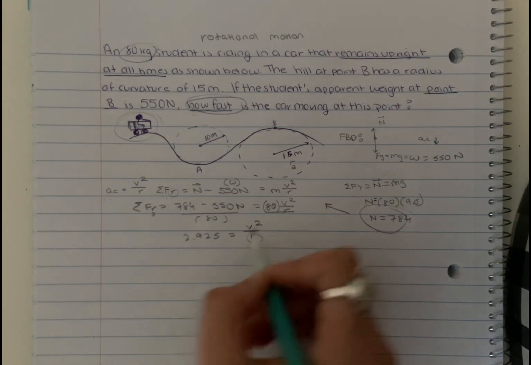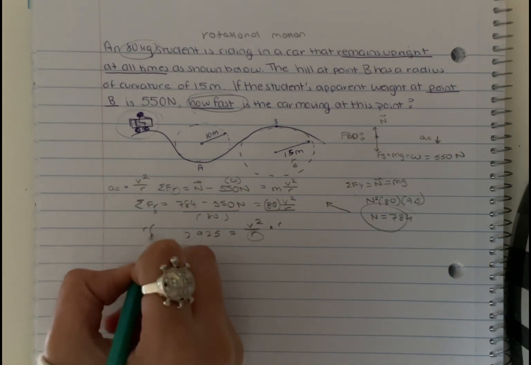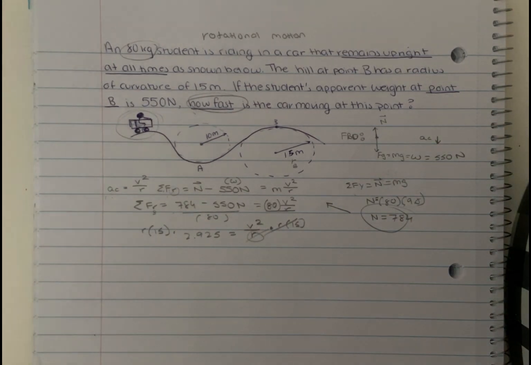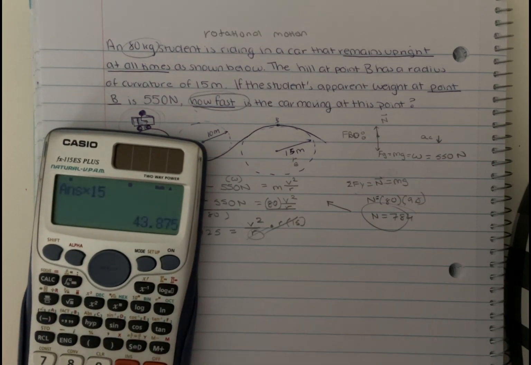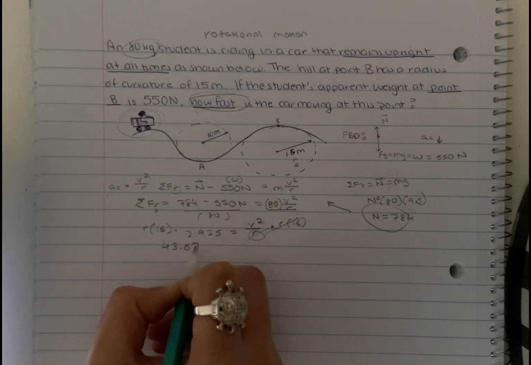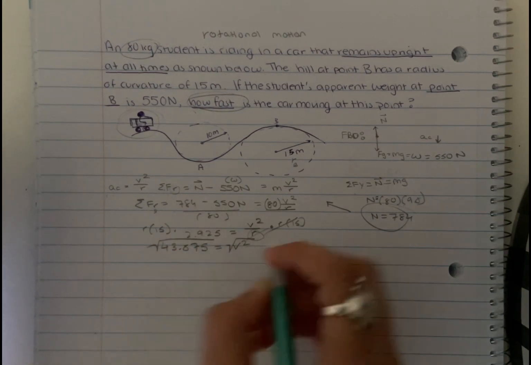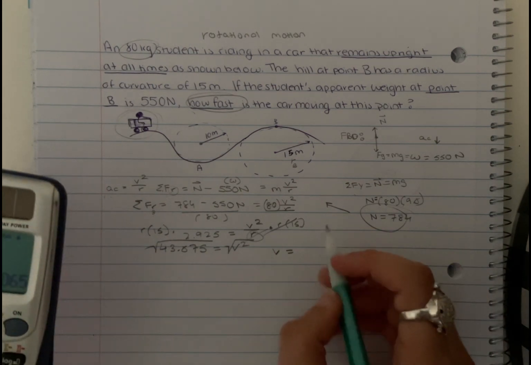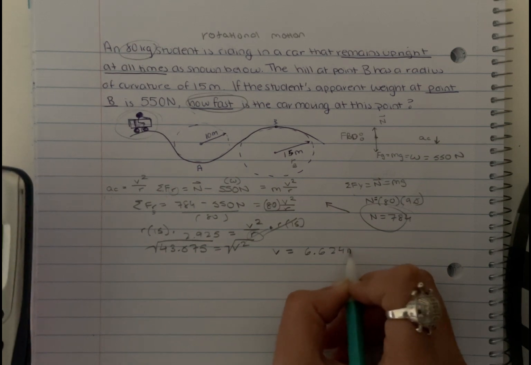So the radius is given, 15 meters. So we're going to multiply the radius on both sides. So 2.925 times 15 is 43.875, equal to v squared. Square root this, and you get your velocity. And it turns out to be 6.624 meters per second.